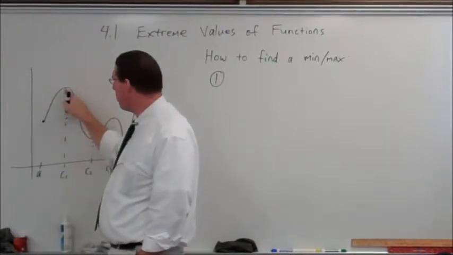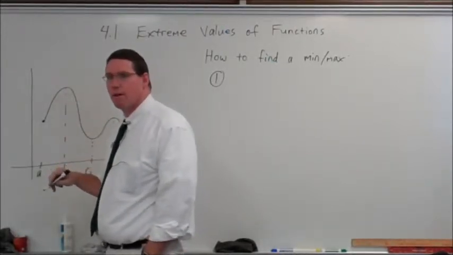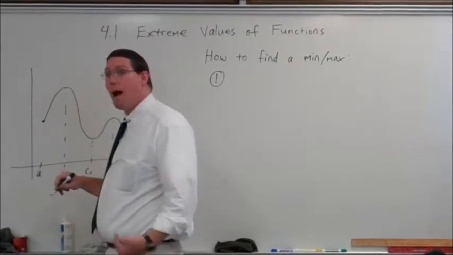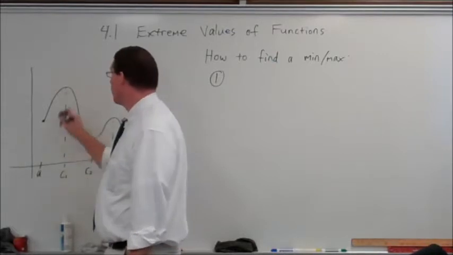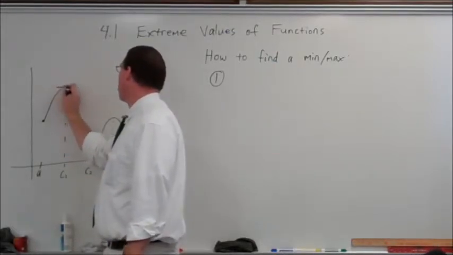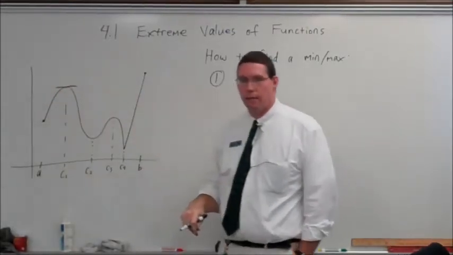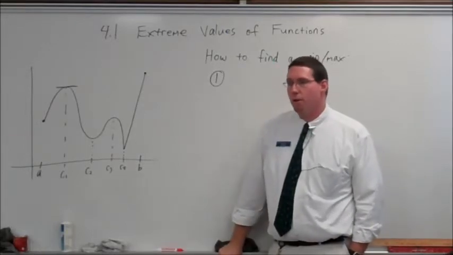What do we know about that point in terms of its derivative? I want to say it's 0. It is 0. Okay, why? Because it has a slope of 0. It has a horizontal tangent line, a tangent line with a slope of 0.